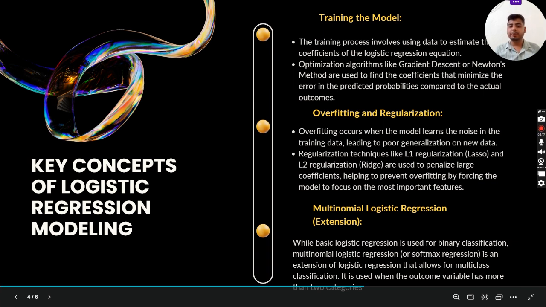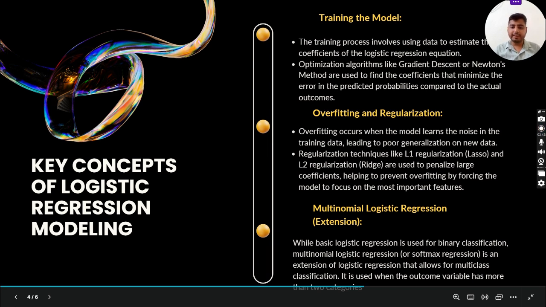Next is overfitting and regularization. Overfitting occurs when the model learns the noise in the training data, leading to poor generalization on new data. Regularization techniques like L1 regularization and L2 regularization, lasso and ridge, are used to penalize large coefficients, helping to prevent overfitting by forcing the model to focus on the most important features.